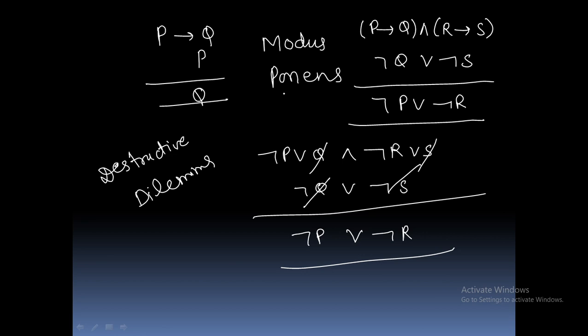Modus ponens. In case modus ponens, we have given example P implies Q, R implies S, not Q, not S. When we solve this equation, we find not P or not R. How? We will solve this equation like this: not P or Q and not R or S. Q cancels with not Q and S cancels with not S, and we find not P or not R. This is your answer of modus ponens, and you can say it is a destructive dilemma.